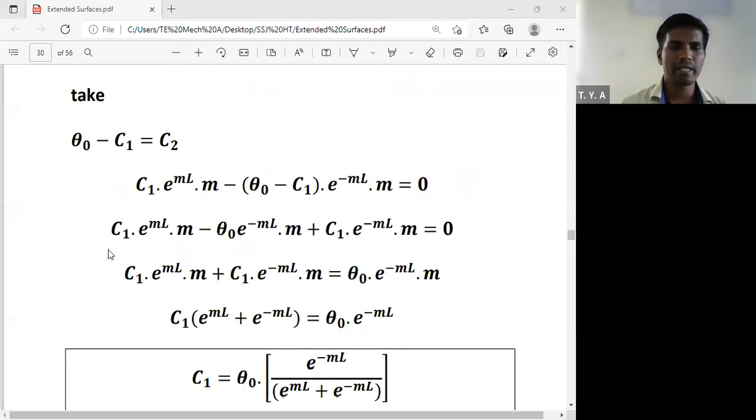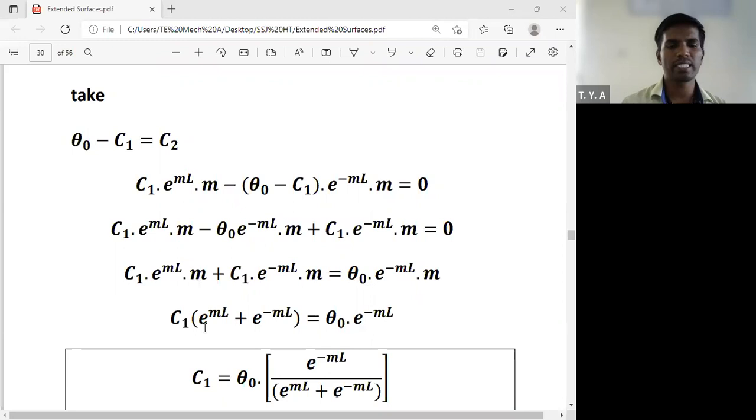So by simplifying, C1 e raised to ml into m minus theta 0 into e raised to minus ml into m plus C1 e raised to minus ml into m is equal to 0. Whatever the C1 terms are there, we have to take at the left hand side, and the remaining terms we have to take at the right hand side. So C1 terms are C1 e raised to ml into m plus C1 e raised to minus ml into m. Theta 0 is equal to theta 0 e raised to minus ml into m.